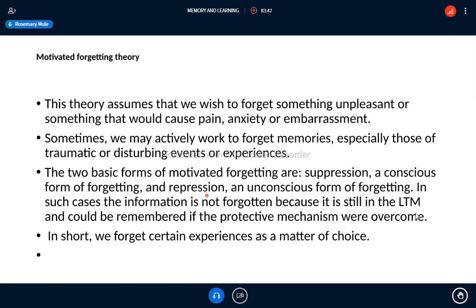And you can apply two mechanisms to motivate the forgetting. One is what we call suppression, which is a conscious form of forgetting. And the other one is repression, which is an unconscious form of forgetting. In other words, suppression is where you force yourself to forget, but repression is you forget it unconsciously. It is not in your conscious.